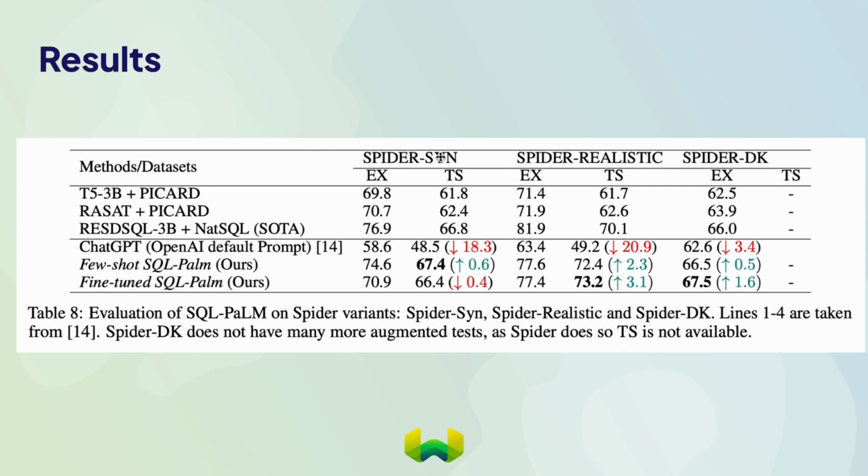So then we have the variance of Spider. Again, we have the synonym replacement, the more realistic questions where you delete any mention of the column name, and then the domain knowledge. I actually wasn't really able to figure out exactly what that is.